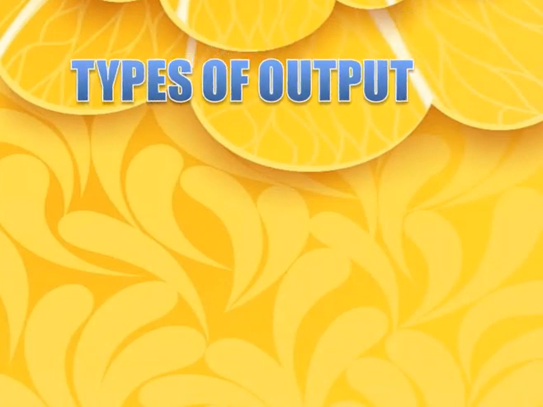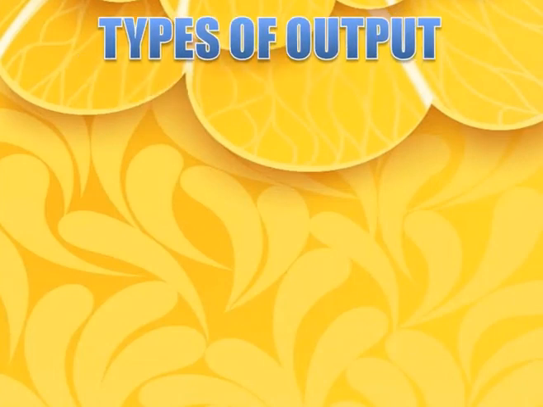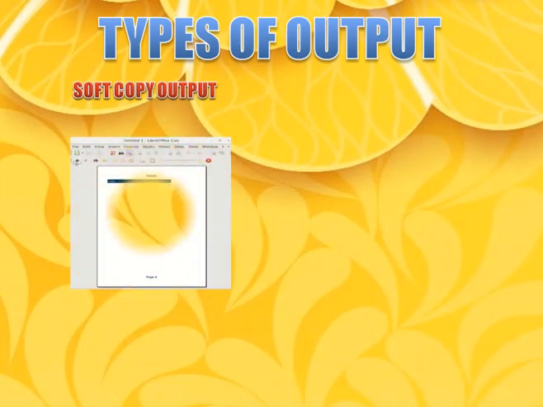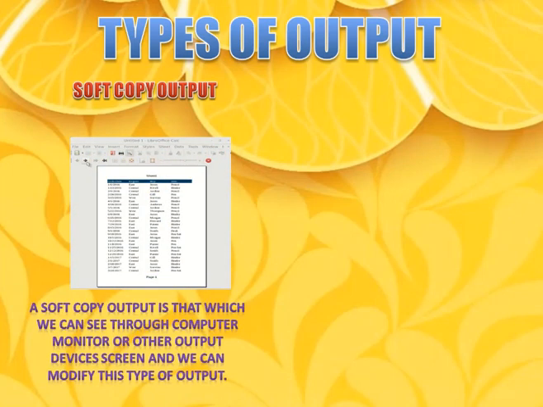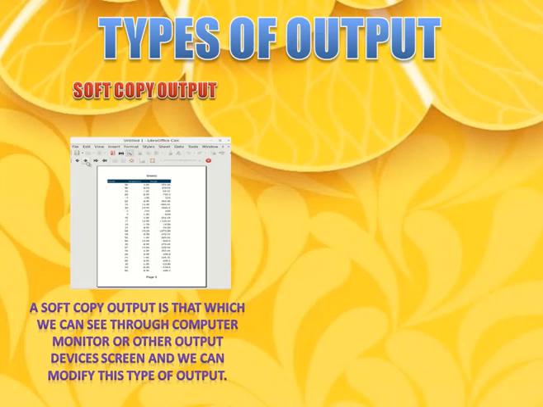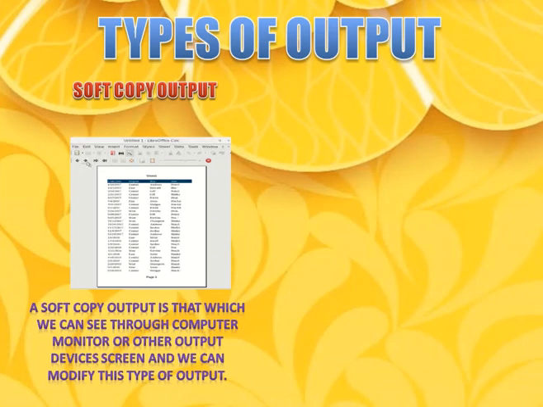Now, the types of output. There are two types of output. First one, soft copy output, which looks like this. The definition of soft copy: a soft copy output is that which we can see through a computer monitor or other output device's screen, and we can modify this type of output.